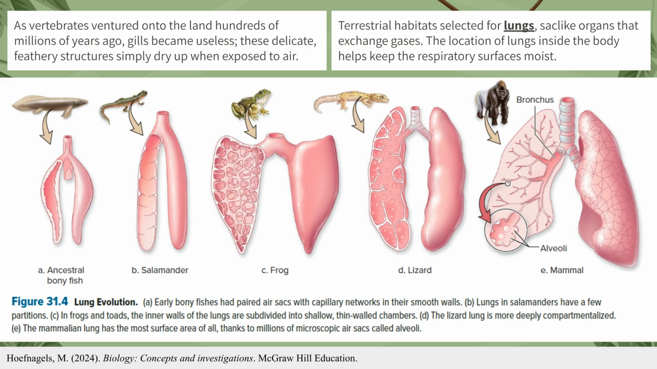Lungs evolved as vertebrates moved from water to land. Early vertebrates, such as ancestral bony fishes, had simple paired air sacs with smooth walls that provided limited surface area for gas exchange. As vertebrates became more adapted to terrestrial life, lungs gradually became more complex.